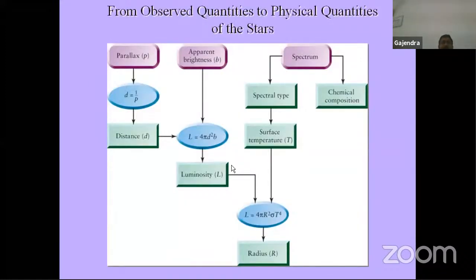So this is just a view graph which shows that parallax will give you the distance to a star. With the apparent brightness and the distance, you can get the luminosity. And then if you have the spectrum, you can get the spectral type, that will give you the temperature. The spectrum will also give you the chemical composition. But if you have the temperature, then you can get the radius of the star. You got the luminosity from the distance, and that came from parallax. So you have to just tease your mind. You have the answers with you.